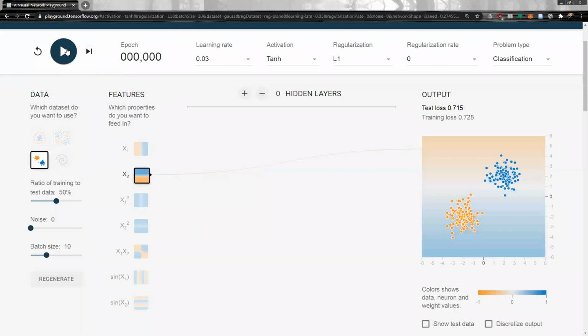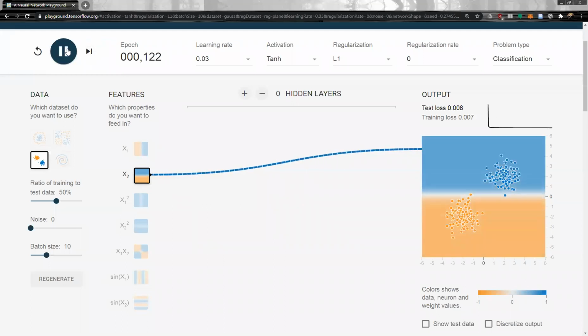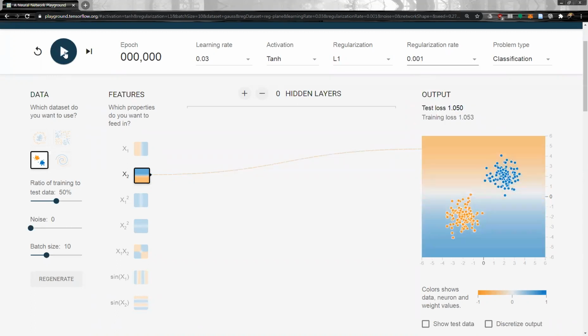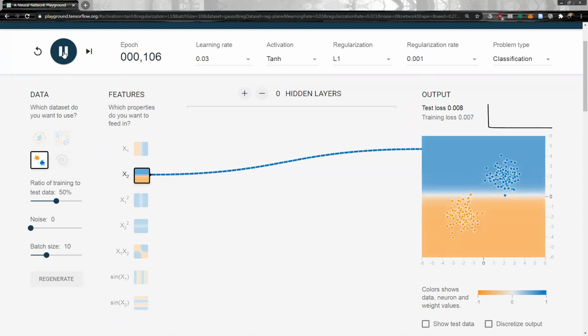And here regularization is to make the model more robust. Regularization rate is to make the model robust. Now, this problem is a classification type, so we are testing plus and minus only. So it is a classification type.